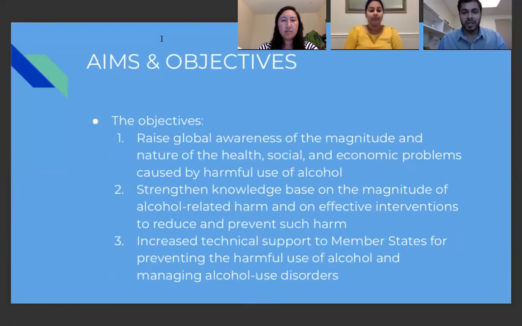There are 5 objectives that we will discuss. First objective is to raise global awareness of the magnitude and nature of the health, social, and economic problems caused by harmful use of alcohol. Second objective is to strengthen the knowledge base on the magnitude of alcohol-related harm and on effective interventions to reduce and prevent such harm. Third objective will be to provide increased technical support to member states for preventing the harmful use of alcohol and managing alcohol use disorders.